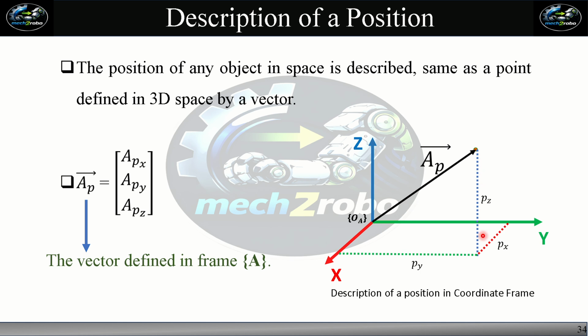And these are the components of this vector which we get by projection of this vector on the xy plane and xz plane. The component py is obtained by projection of this vector on the xy plane, and px is also obtained by the projection of this vector, and this pz is obtained by projection of this vector on a vertical plane. And this is the mathematical representation of the vector. Here pA represents this vector, and these are the components of this vector, and here A represents that this vector is defined in frame A.